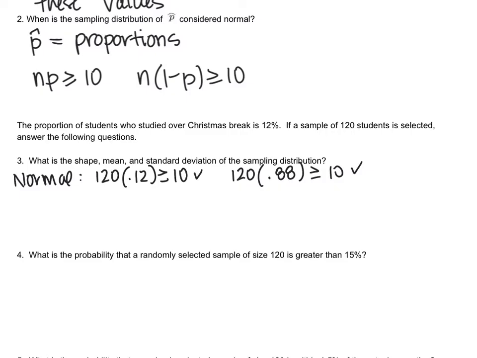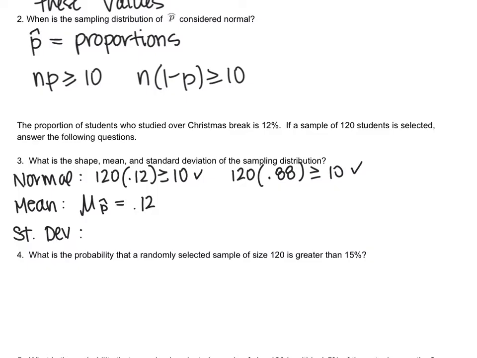Okay, next we want to look at the mean. So remember, the mean is going to represent the parameter, and we're talking about a proportion, so it's p hat, and it's going to be 0.12. Okay. Now we want to calculate the standard deviation. So remember, when we calculate the standard deviation, I guess I should use the correct notation. So it's mu p hat, it's going to be 0.12.